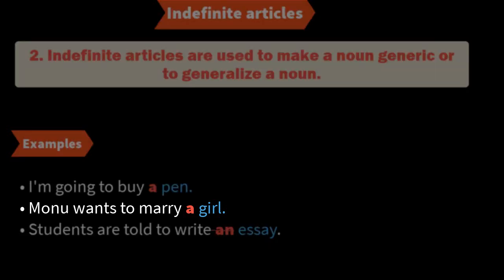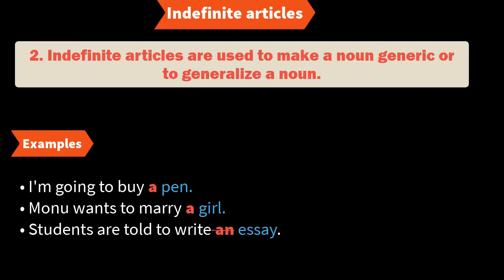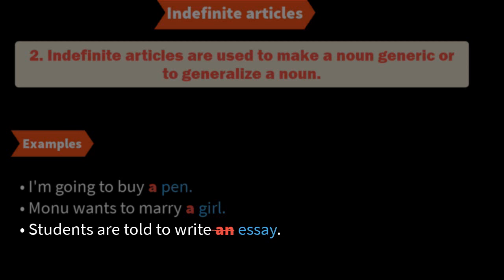Look at the second example. Monu wants to marry a girl. Now, we do not know which girl he wants to marry. He just wants to marry a girl, right? Now, it generalizes the noun girl, any girl in the world. Next example, students are told to write an essay, any essay. It does not specify the word essay. It does not give any information about it.